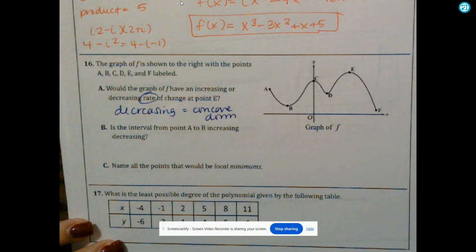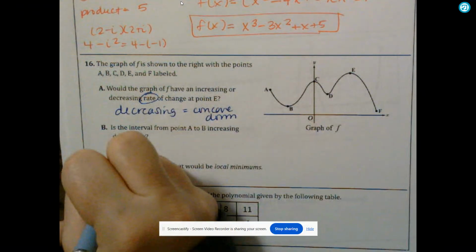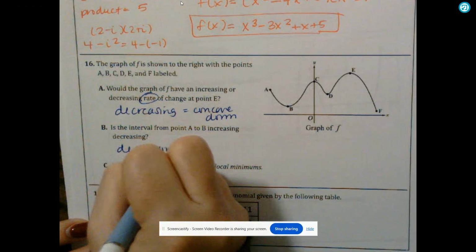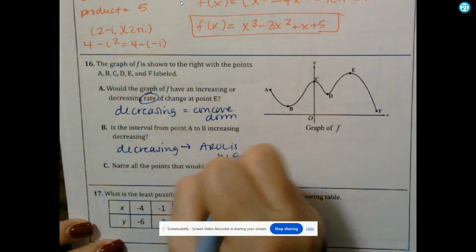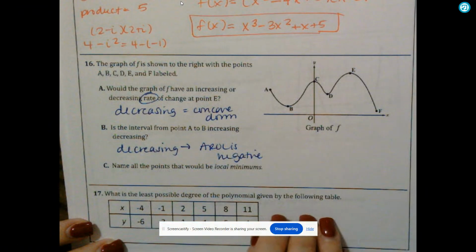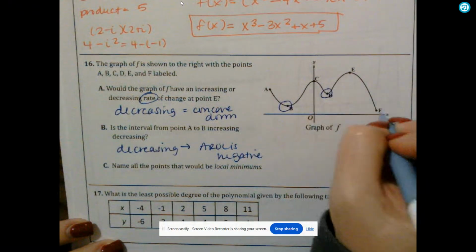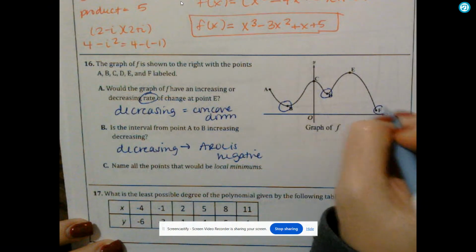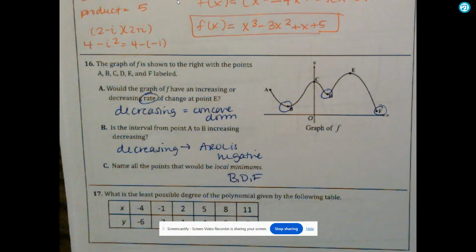From A to B, increasing or decreasing? Okay, well, it is decreasing because our average rate of change is negative. Name all the points that will be local minimums. Remember, locals can also be absolutes.